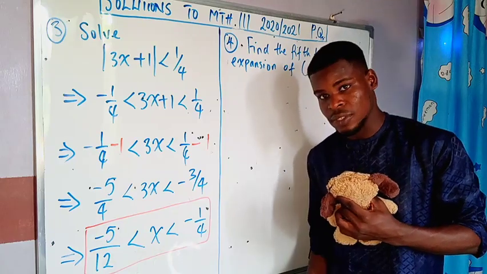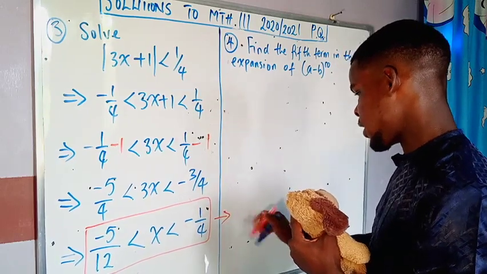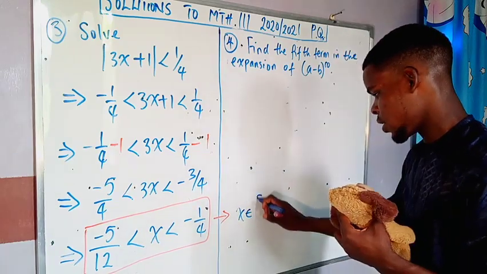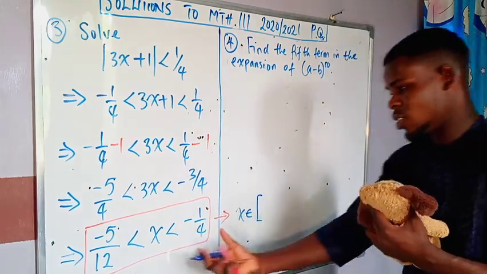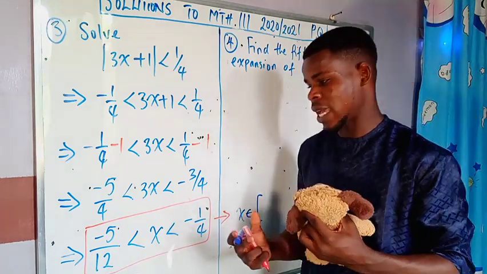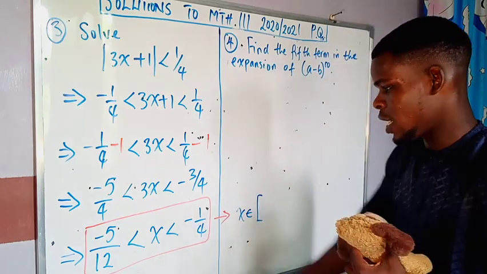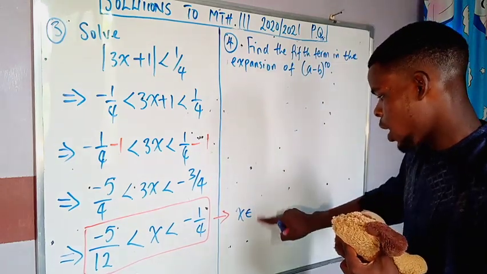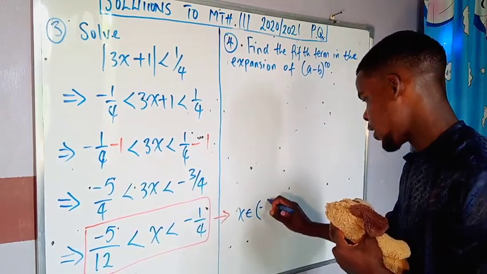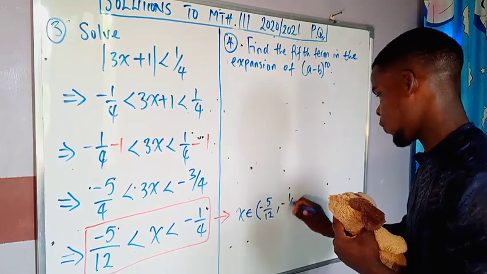So in fact, that tells us, let me put this solution right here, that x lies in between. This is how you are going to write it. Maybe you can just keep it this way. But let's say you have an objective type question, like a multiple choice question, where you need to choose the correct option. You need to understand the notations. So you can say x is in between negative 5 over 12 and negative 1 over 4.